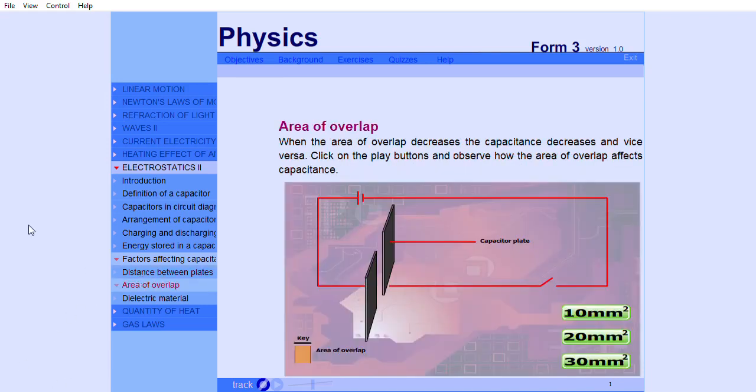Area of overlap. When the area of overlap decreases, the capacitance decreases and vice versa. Click on the play button and observe how the area of overlap affects capacitance.